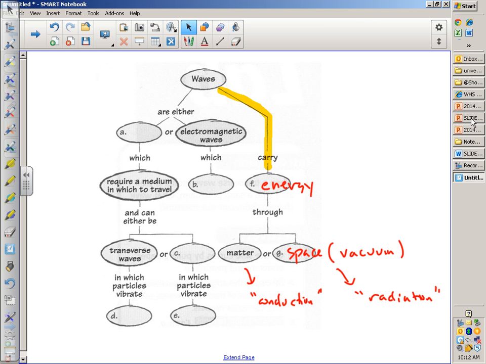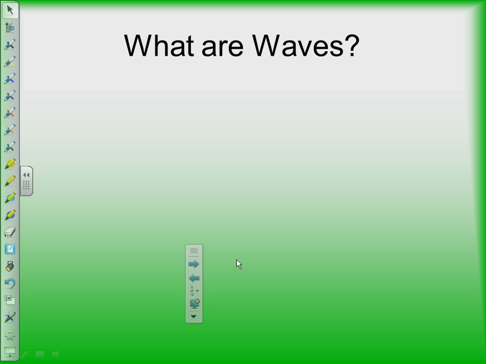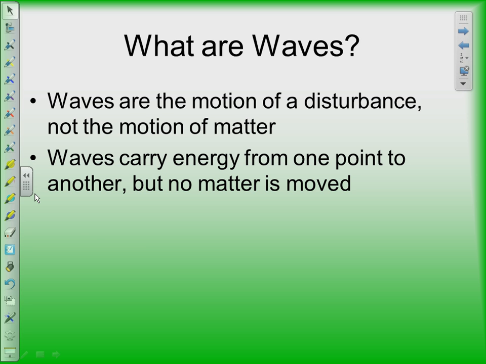So, if you go to your outline, real quick, right? Waves are the motion of a disturbance, not the motion of matter. That could be a little misleading because when a wave goes by, things move. Yes, that's true. But eventually, they will end up right back where they started. In most cases. There's some cases where that doesn't happen. Those are specific cases. But in most cases, that happens. As we just established, right, waves carry energy from one point to another. But no matter is moved.